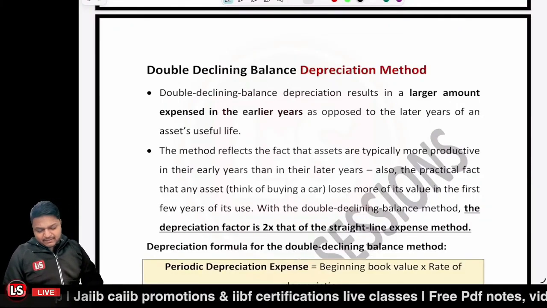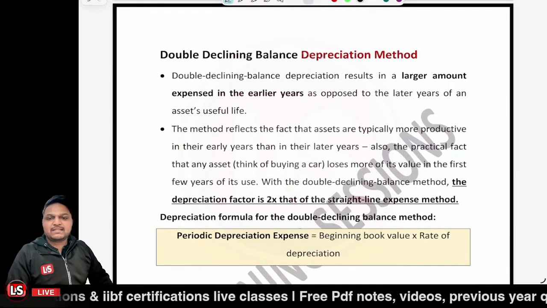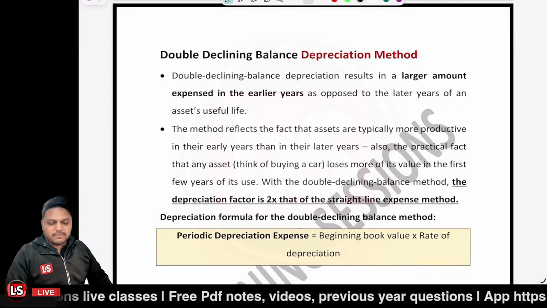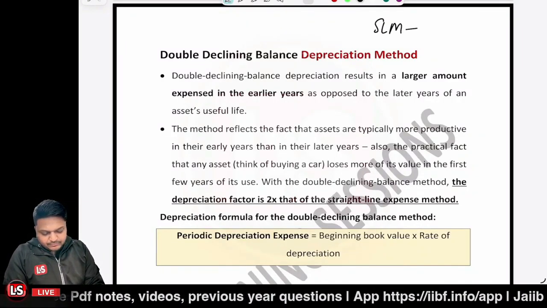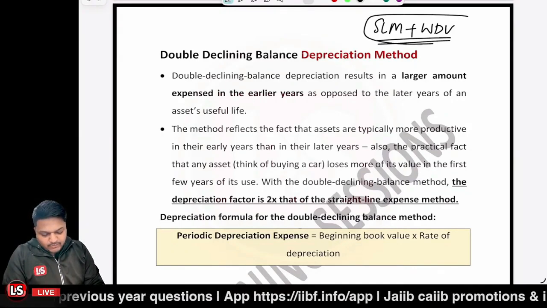And the second method under the accelerated method of depreciation is the double declining balance depreciation method. So it's a combination of SLM and WDV, right?